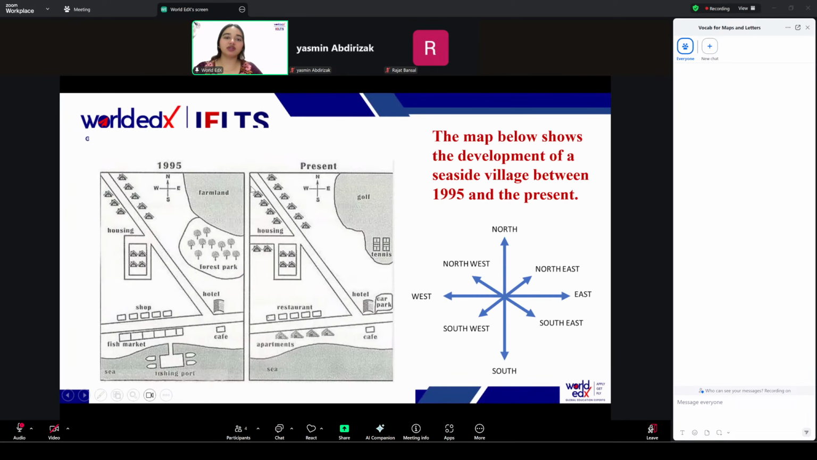Now have a look over here. This is basically how a map looks. Of course, you will not get the similar one. You will definitely get another one. But if you look, there's the present, and then you have 1995, which is your past. And the question is, the map below shows the development of a seaside village between 1995 and the present. So for 1995, everything that you write would come in the past tense. But for the present, it will be in the present tense.